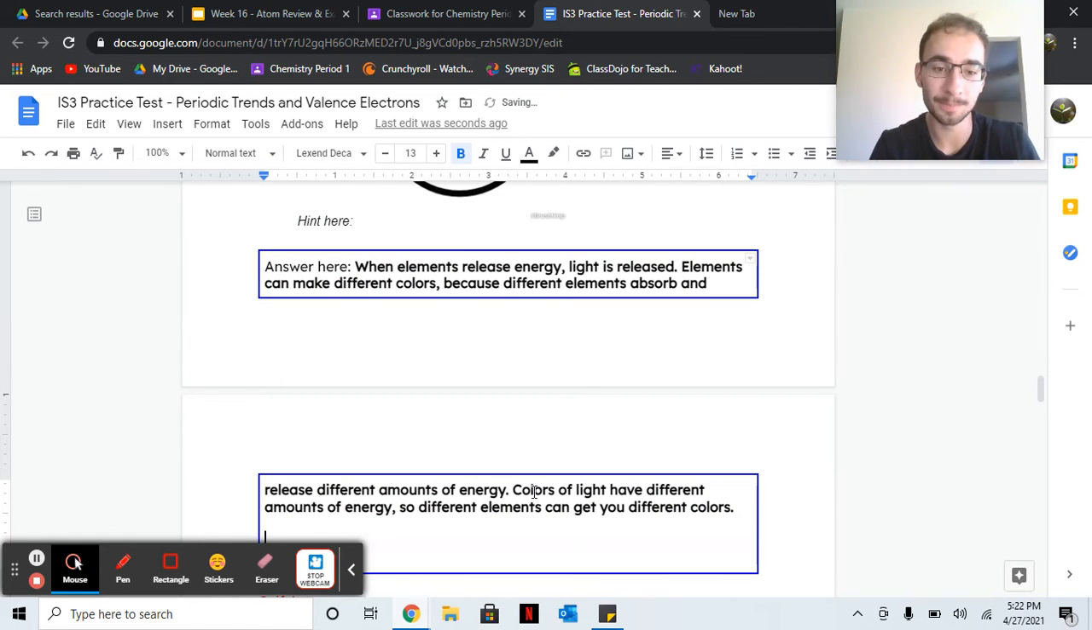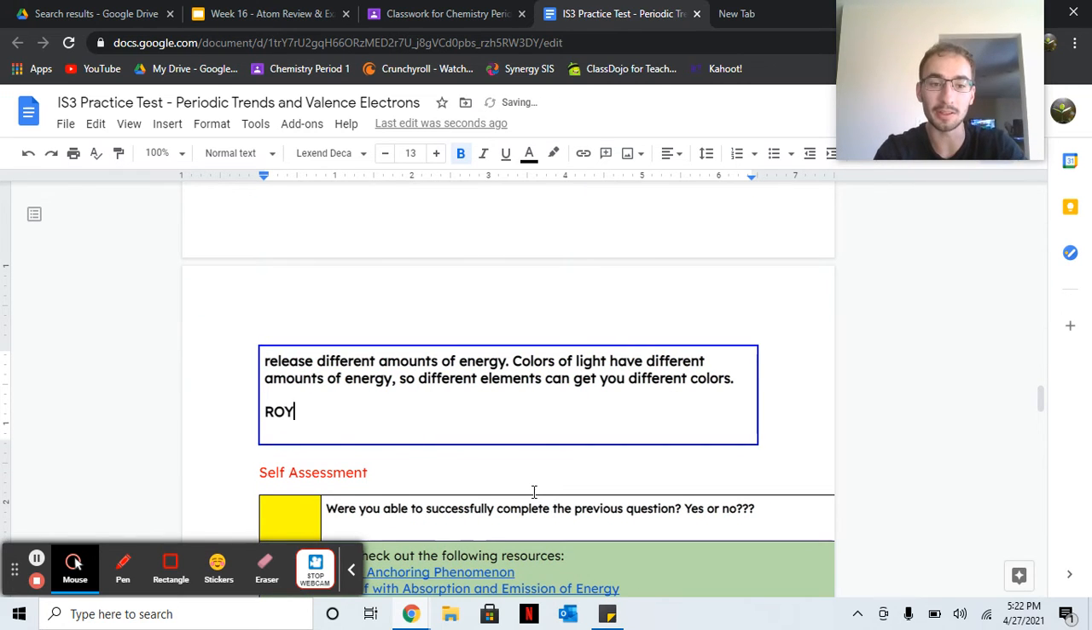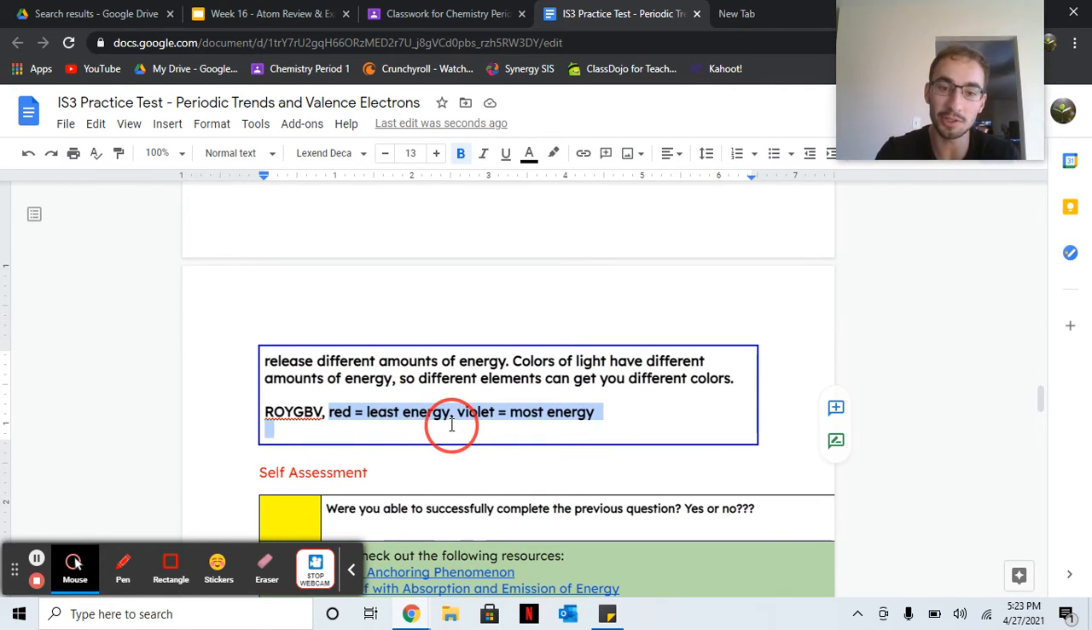That's the idea. This is extra, but remember the acronym Roy G. Biv that you learned as a child for the rainbow? Well, it also gets the order of energy. So red has the least energy, and violet has the most energy. Okay? That's the idea. So an atom or an element that doesn't release very much energy would release red, whereas an element that releases a lot more energy would release violet colors. That's the idea.